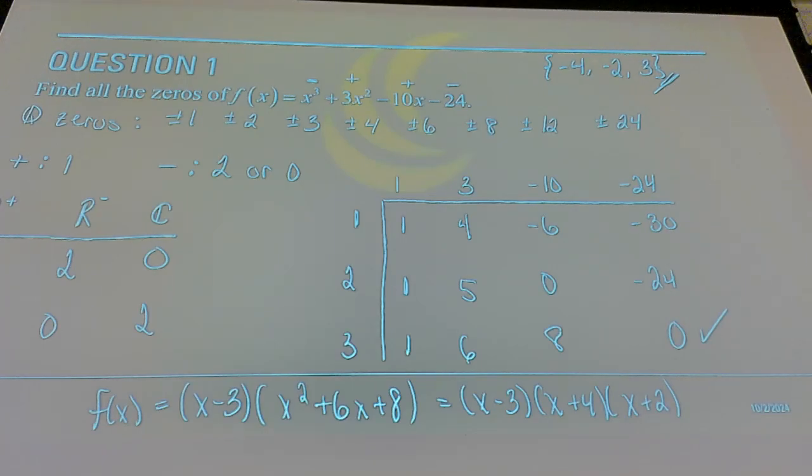Not a difficult process. It's just very long and very tedious. Which means there's a lot of opportunities to make an arithmetic error.